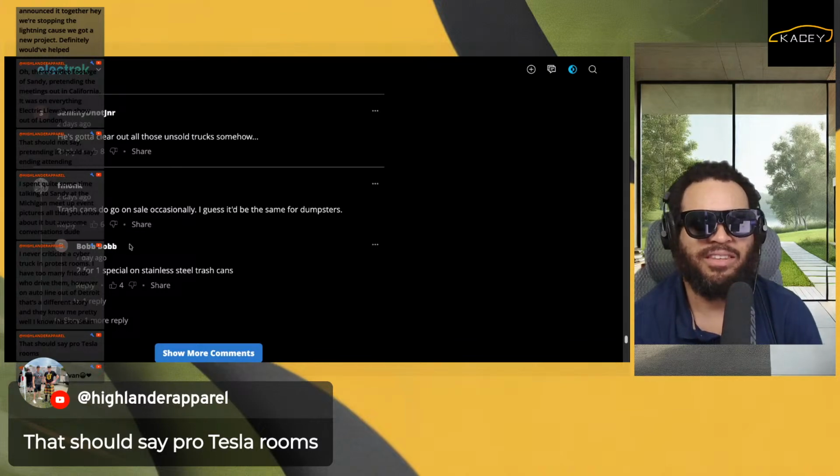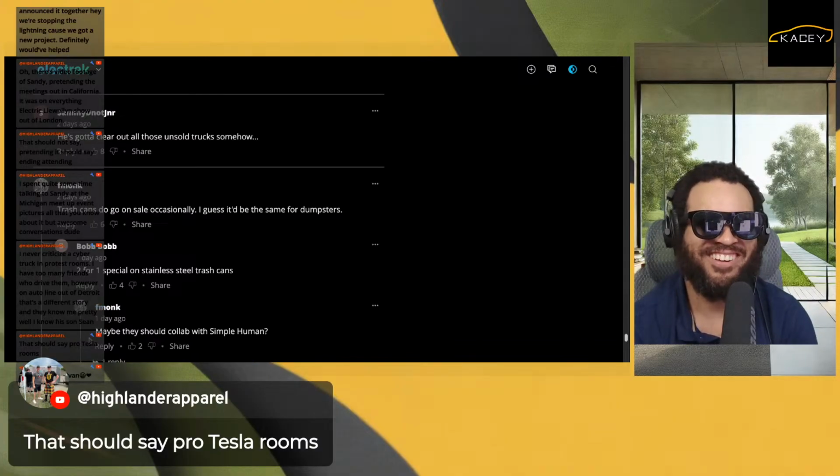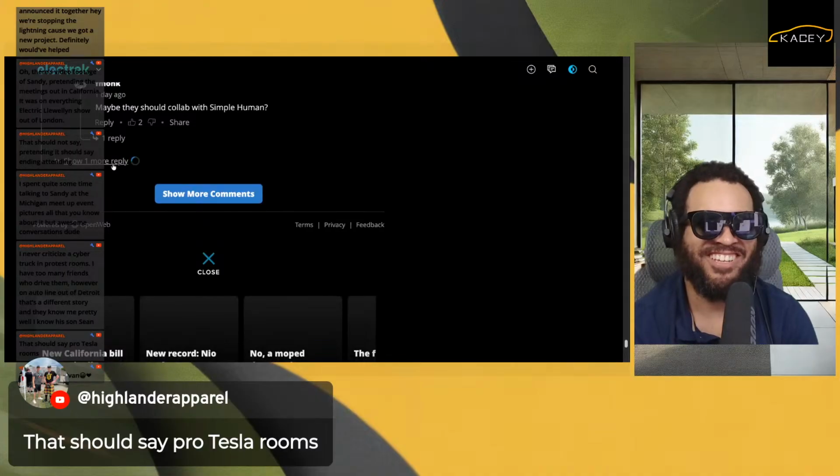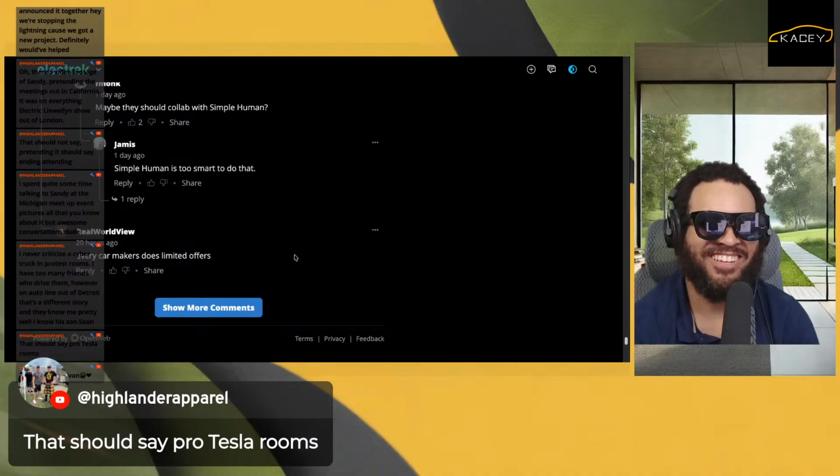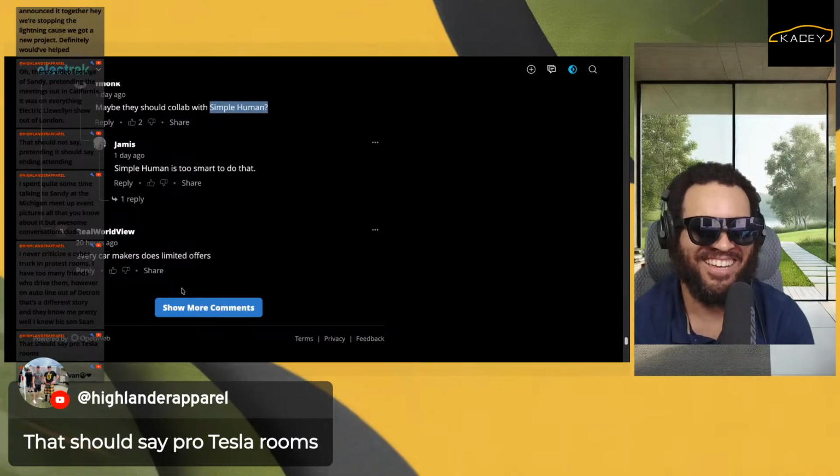So unless they're going in and taking stuff out and putting it back on the part shelf, that's not what they did there. Trash cans go on sale occasionally. I guess it'd be the same for dumpsters. 2-for-1 sale on stainless steel trash cans. I did get one of those actually, a 2-for-1 sale on a stainless steel trash can. It was a decent deal. Maybe they should collab with Simple Human. Every car maker does limited offers.